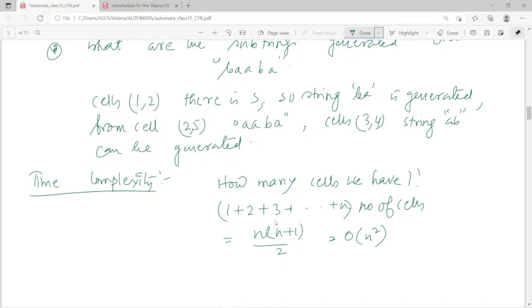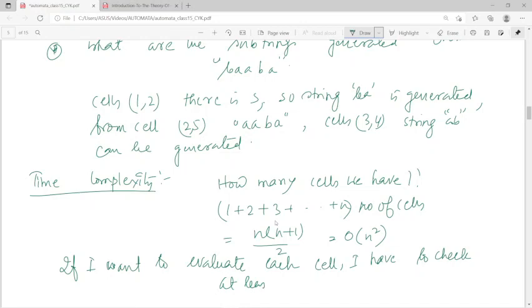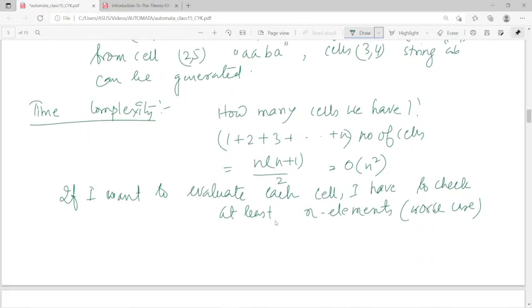Now I want to evaluate each cell, right? So this is the number of cells that I have to fill, and if I want to evaluate each cell, then I have to check at least n elements. In the worst case, I have to check at least n elements. That will also take order of n time, right?